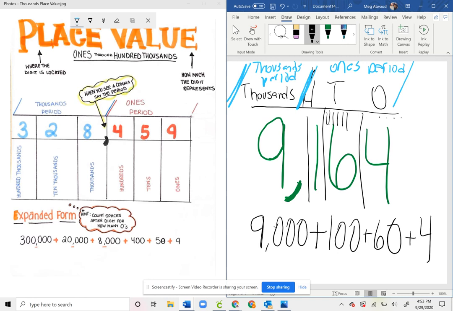It's 9,000. Remember, we can go over it with our pencil if we need to remind ourselves. 164. I want you guys to practice saying it out loud and writing it in expanded form. I need you to upload a picture of you writing it in expanded form.